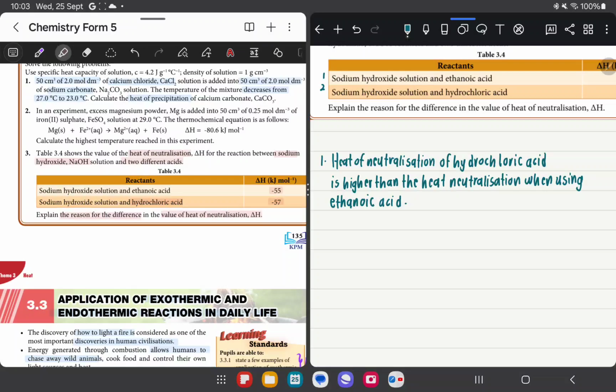Your second answer is why the heat of neutralization is higher when using hydrochloric acid, but lower when we use ethanoic acid. You should know that hydrochloric acid is a strong acid, while ethanoic acid is a weak acid. So that is the answer. You can say hydrochloric acid is a type of strong acid, you agree, right? A type of strong acid, while ethanoic acid is a type of weak acid.